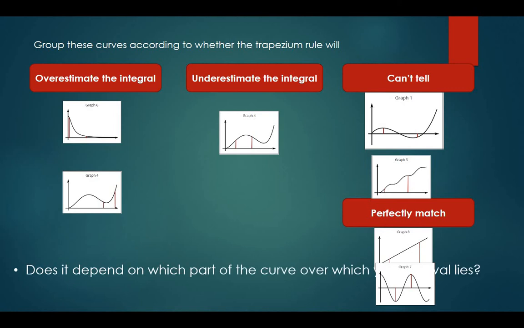So, do you think it depends on which part of the curve we're looking at? Well, we used graph 4 twice here, and one time it gave us an underestimate, and one time it gave us an overestimate, and it simply depended on which part of the graph we were looking at, because that told us whether the graph was curving downwards or upwards.